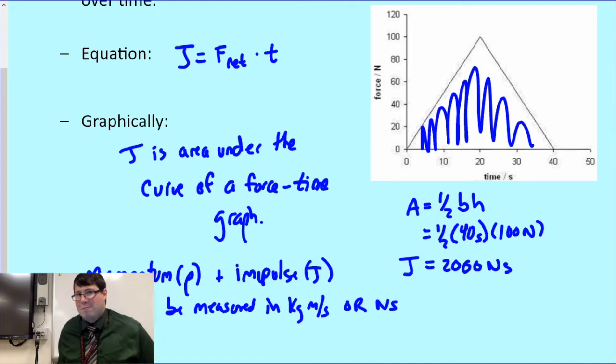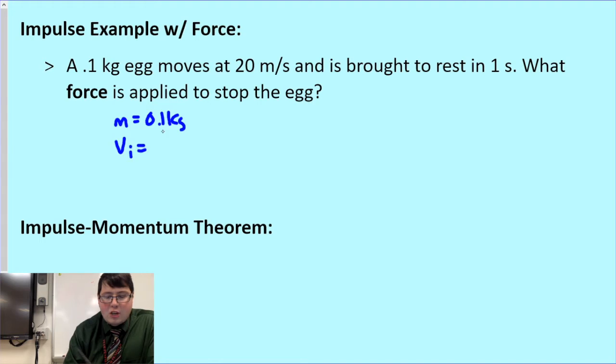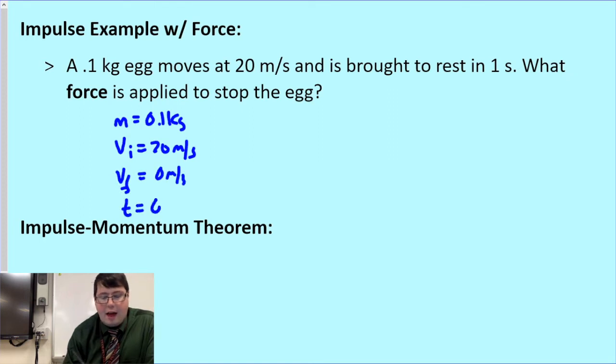Let's take a look at how this might impact something. What I want us to consider in this example here is a 0.1 kilogram egg. We're going to say we're dropping it, it's moving at some velocity, and we're going to bring it to rest really, really quickly. So I have my 0.1 kilogram egg moving at 20 meters per second. I want to know what is the force required to stop this egg. So our mass here is 0.1 kilograms. Our initial velocity is 20 meters per second. If it's brought to rest, the final velocity is going to be 0 meters per second, and that time is going to be 1 second.